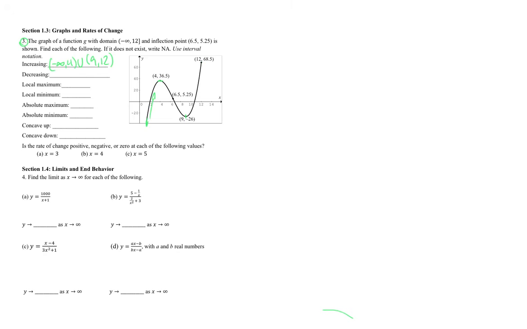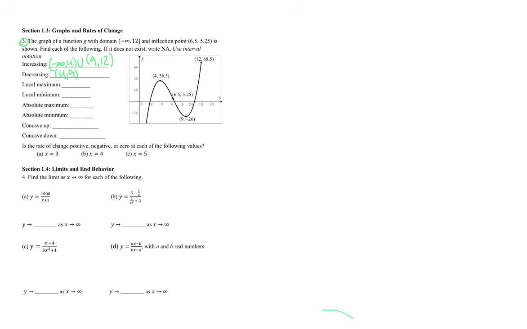So that's all for increasing. And then for decreasing, we have the opposite. So from 4 until we get to 9, we are decreasing. And then that's it actually. So just from 4 to 9, we notice that we're decreasing. And we don't include either of those points because those are the peaks or the valleys, and at those points we aren't decreasing or increasing.